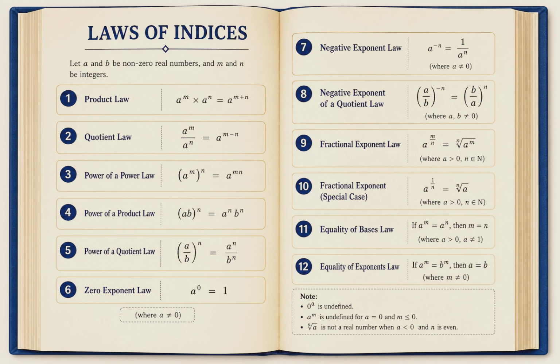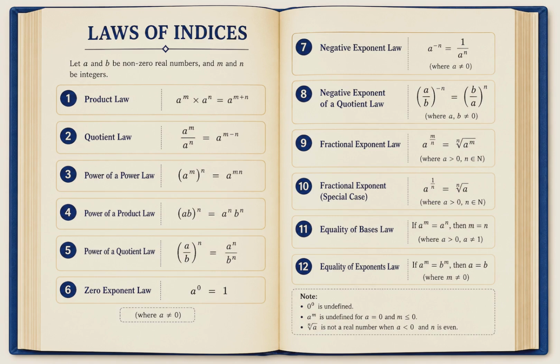Now let's go to rule number 8, negative exponents of a quotient law. Just like the quotient law, you now raise it to the power of a negative integer, just like rule number 5, but now it is negative. In that case, we change the denominator to the numerator and the numerator to the denominator. We interchange them: b comes up, a goes down, then everything raised to power n. Then we can say b raised to power n over a raised to power n.